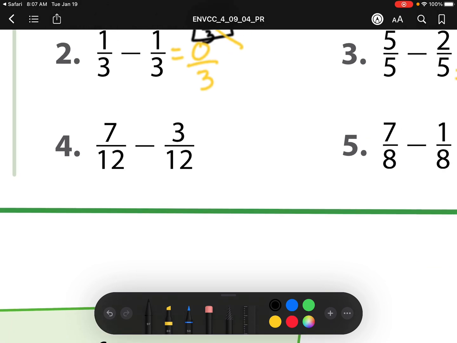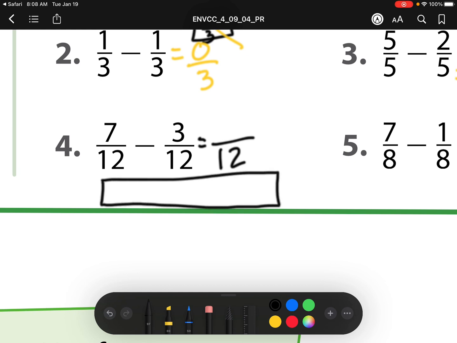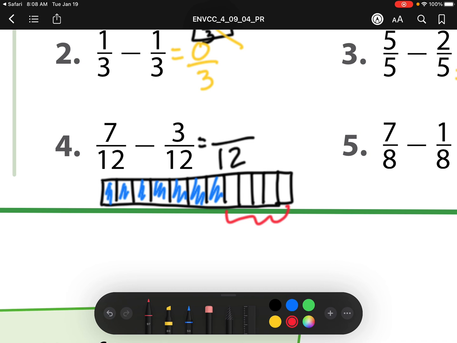So here, what do we have? Well, even before we draw a model, we know we're going to be left with 12ths. So now let's draw 7/12. So here we have 1, 2, 3, 4, 5, 6, 7, 8, 9, 10, 11, 12. So we have 7 of them. So I'm going to fill in 7 twelfths. And we're taking away 3. Remember, these ones are blank because we don't have them. They don't make a whole because we only start with 7. So we're taking away 3. So that's 1, 2, 3. So what am I left with? I'm left with 4 pieces, 4 twelfths.